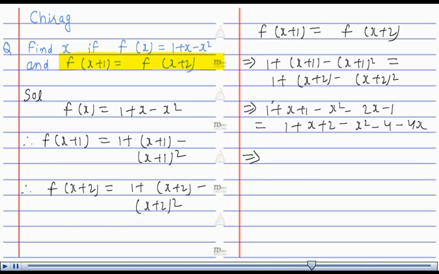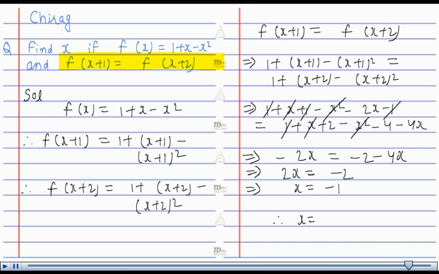Now 1 cancels, plus 1 minus 1 cancels, x will cancel out, x² will cancel out. Therefore, we will get -2x = -2 - 4x, or 2x = -2, which implies x = -1. Therefore, the answer of this question is x = -1. Thank you.